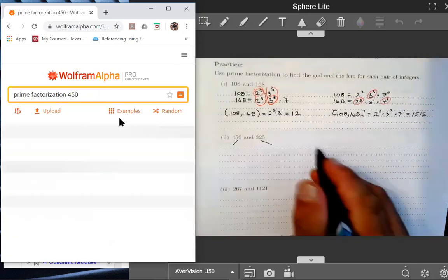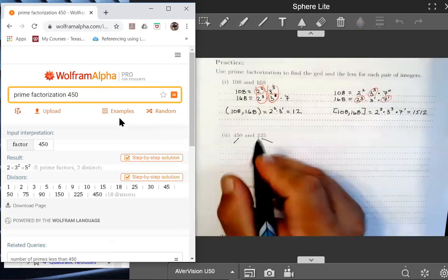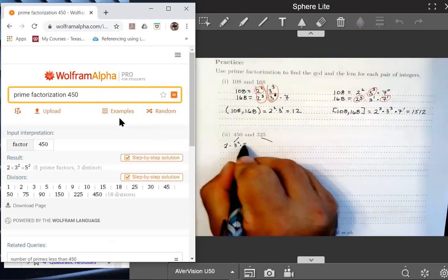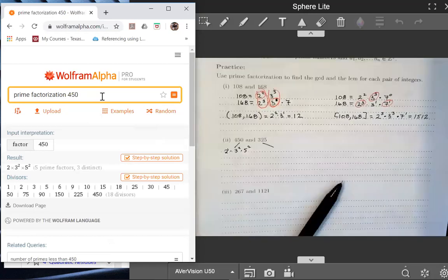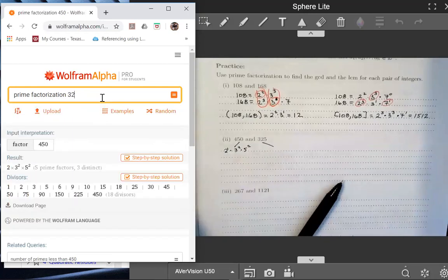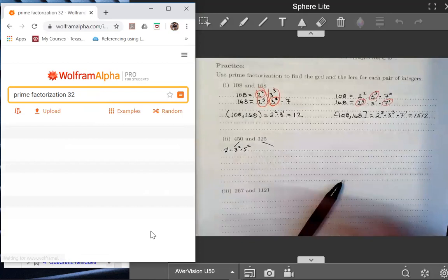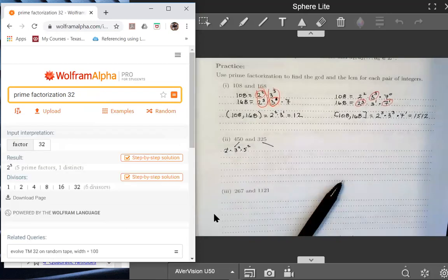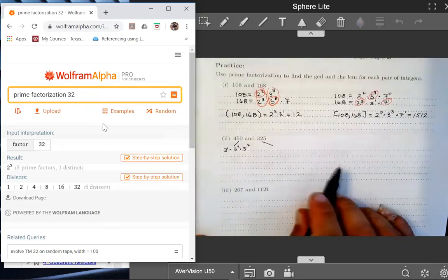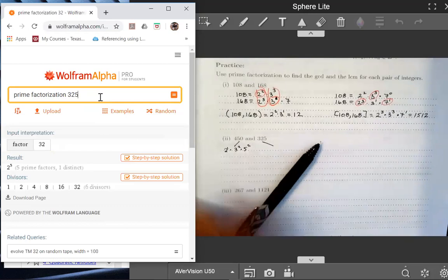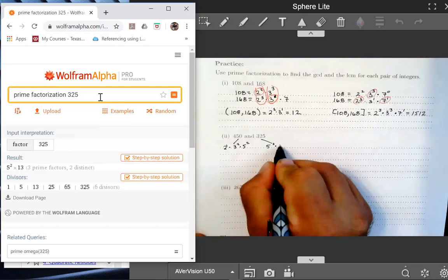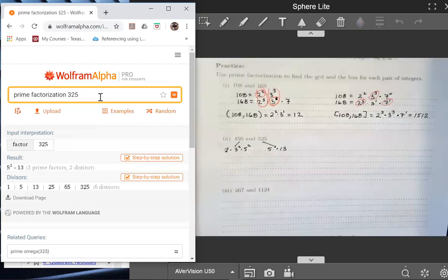All right, so the prime factorization of 450 is 2 to the first power times 3 to the second power times 5 squared, all right. For 325, what do I have? For 325, that prime factorization is 5 squared times 13.